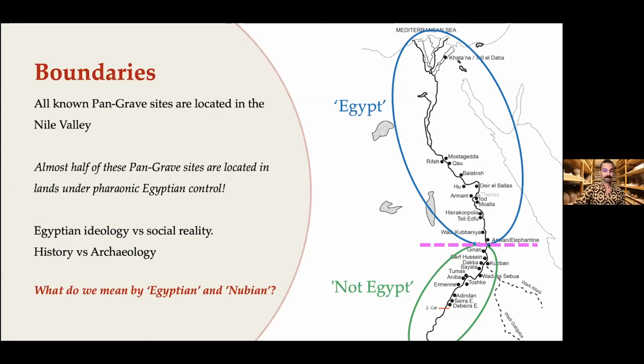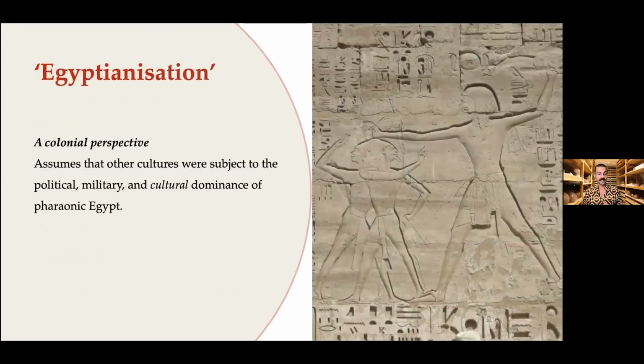And this brings us back to that idea of Egyptianization, which I've already briefly mentioned, but that deserves a little bit more attention. Egyptianization is an old colonial approach that assumes that everything that comes into contact with ancient Egyptian culture was so overwhelmed that its own original culture dissolves and succumbs to the power of pharaonic Egypt. And for a long time, Egyptianization was given as the reason for the supposed disappearance of the Pangrave culture at the beginning of the 18th dynasty and the reunification of Egypt.